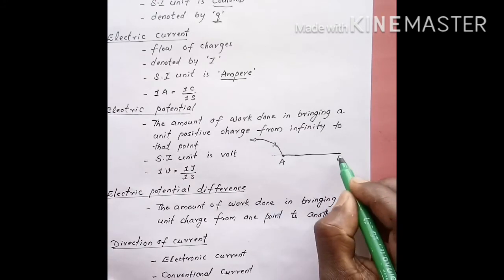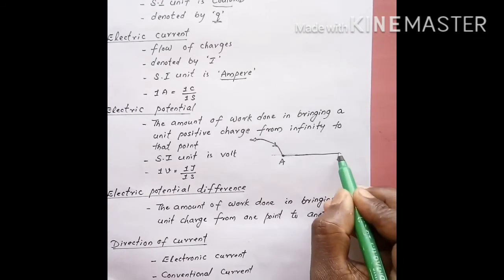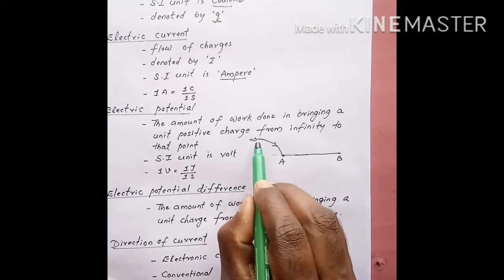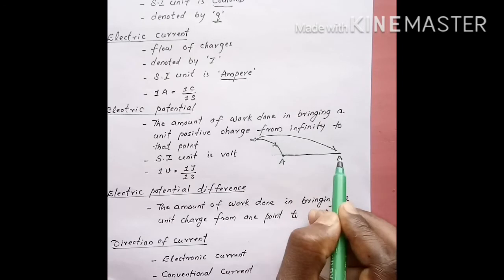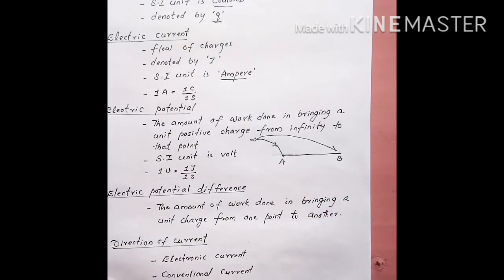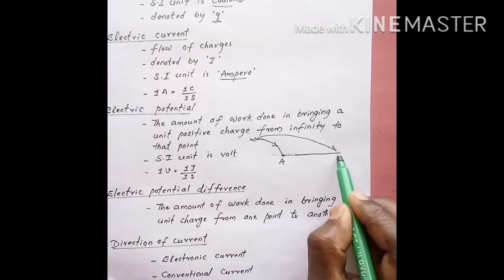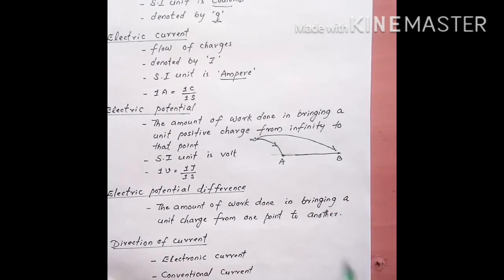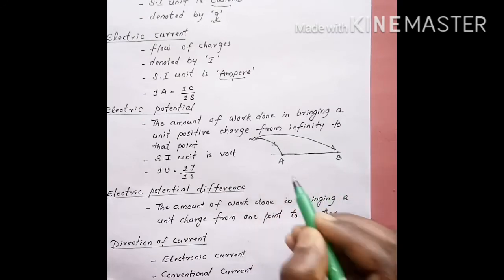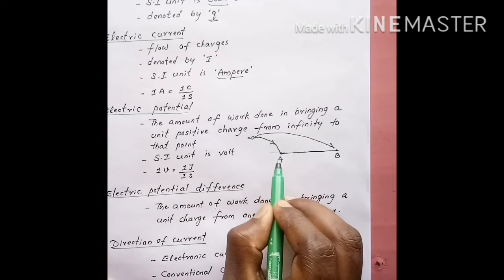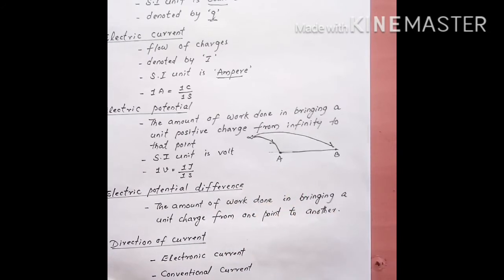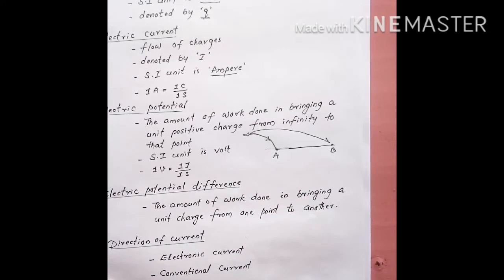Electric potential at B is the amount of work done in bringing a unit charge from infinity to the point B. इन्फिनिटी से पॉइंट B तक एक यूनिट चार्ज को लाने में कितना अमाउंट ऑफ वर्क हुआ, उस वर्क को पॉइंट B का इलेक्ट्रिक पोटेंशियल कहते हैं. So electric potential at A is the amount of work done in bringing a unit charge from infinity to the point A. इस वैसे हर एक पॉइंट का इलेक्ट्रिक पोटेंशियल का डेफिनेशन आप जान सकते हैं, right.